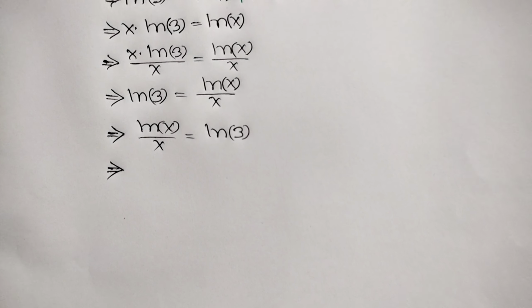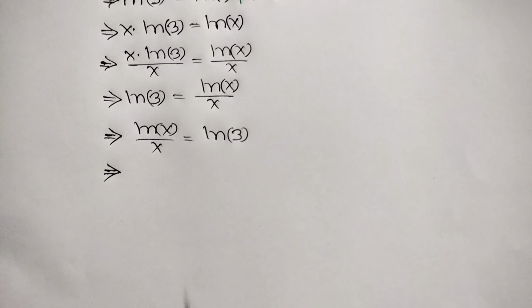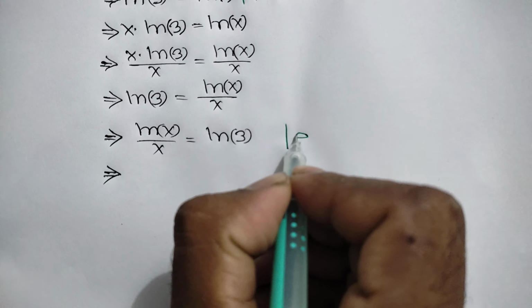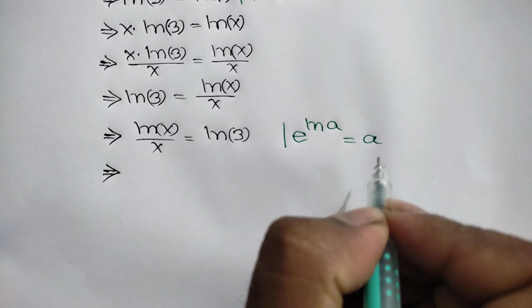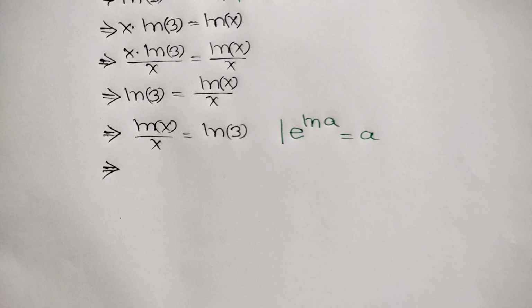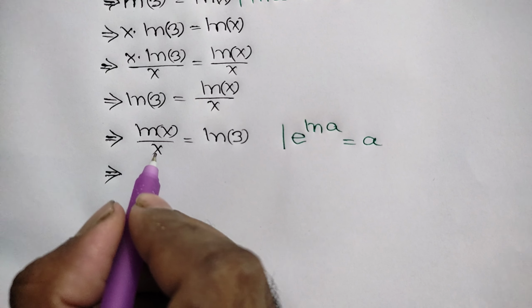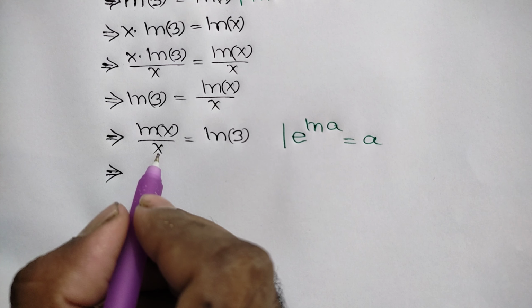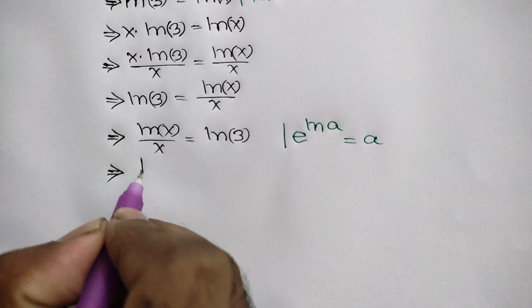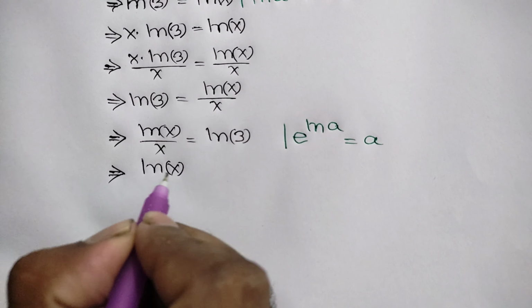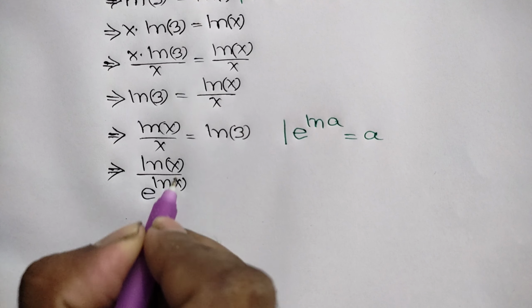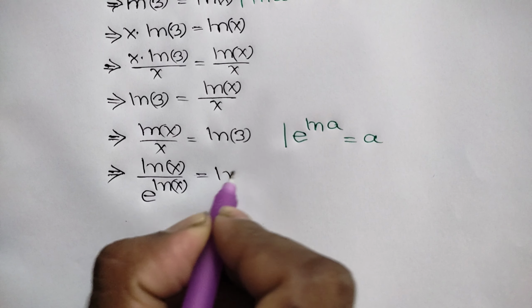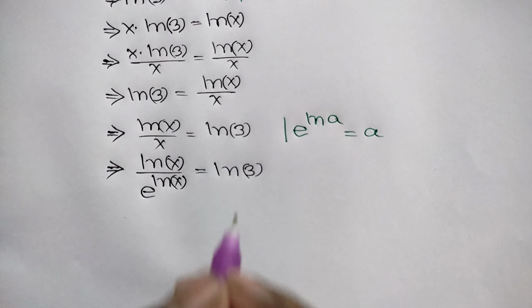Now we know e to the power ln of a is equal to a. So this x can be written as e to the power ln of x. So we can write ln of x over e to the power ln of x is equal to ln of 3.